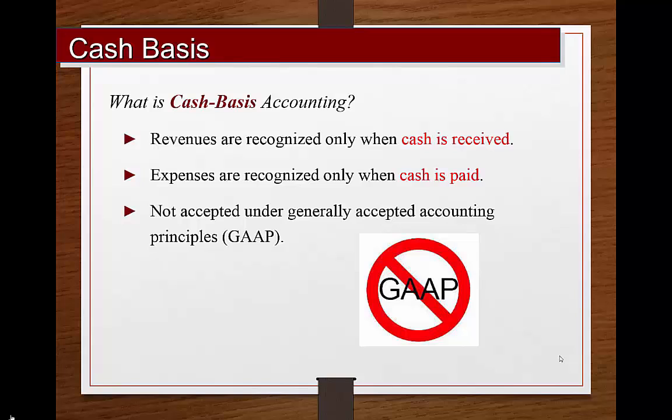What is cash basis accounting? Revenues are recognized only when cash is received, expenses are recognized only when cash is paid, and it's not accepted under Generally Accepted Accounting Principles, or GAAP.